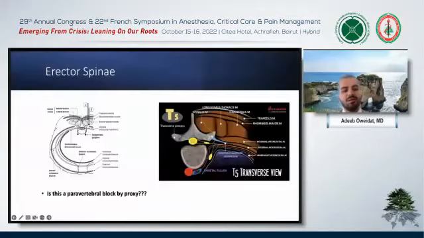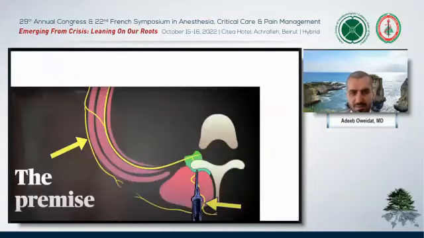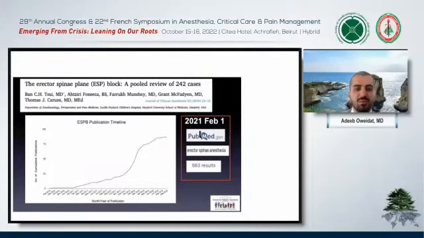So erector spinae is usually called a paravertebral block by proxy, hoping that some of the local anesthetic can travel anteriorly and block the paravertebral space. And if that happens, then you will get a good block for the chest wall. If it doesn't, then you will not have a good block for the chest wall. And this is another image showing you how putting a local anesthetic posterior to the transverse process, some of the local anesthetic, if you give enough volume, can spread into the paravertebral space. And you can see the amount of publications that have been there for erector spinae blocks, and it's continuing to rise.